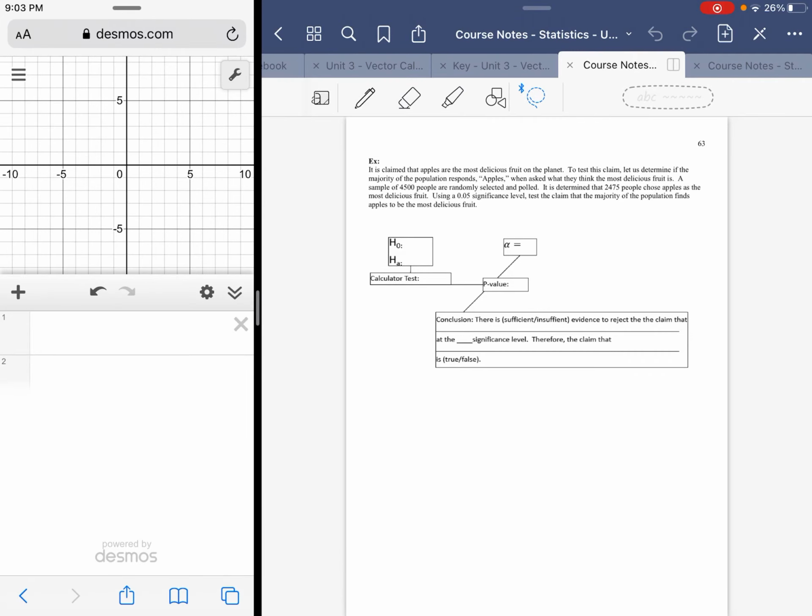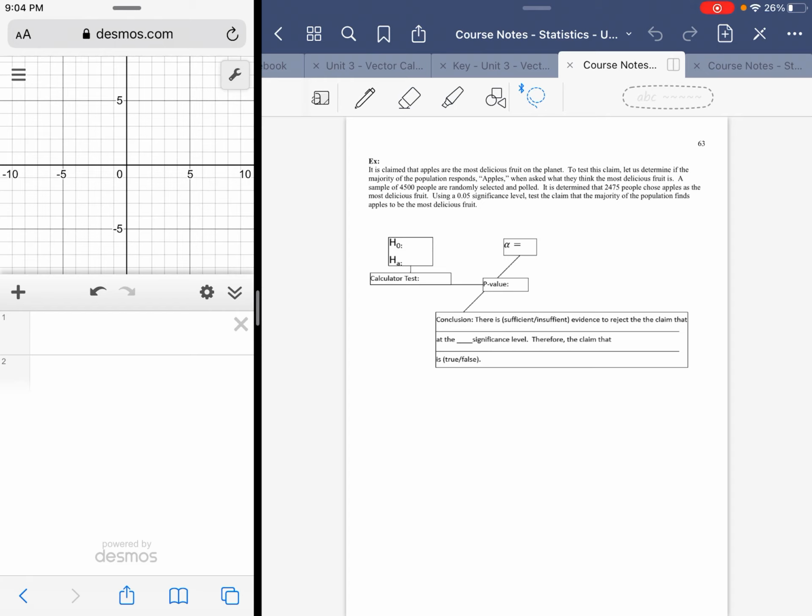So we're looking at page 63. The question here is: claim that apples are the most delicious fruit on the planet. Test this claim. Let us determine if the majority of the population responds apples when asked what they think the most delicious fruit is.